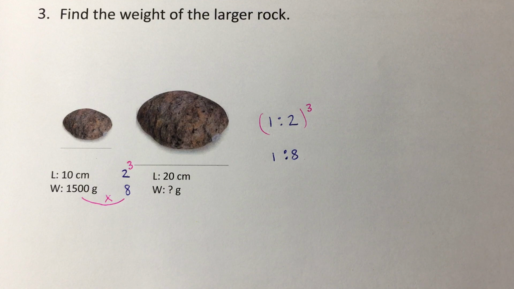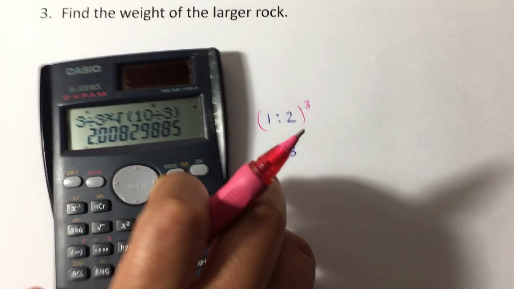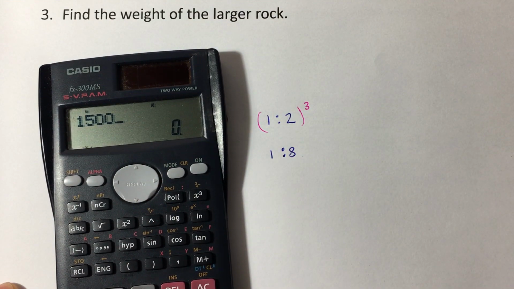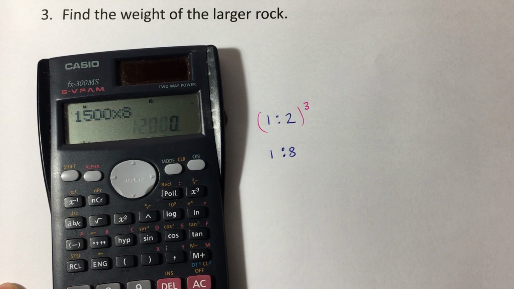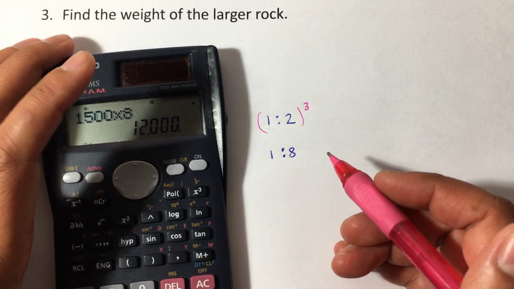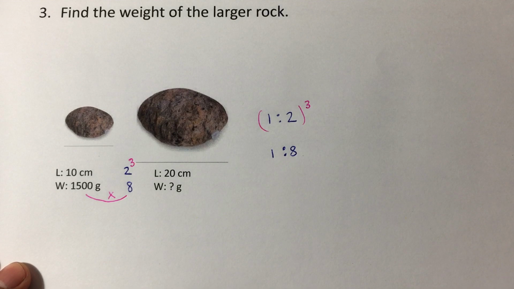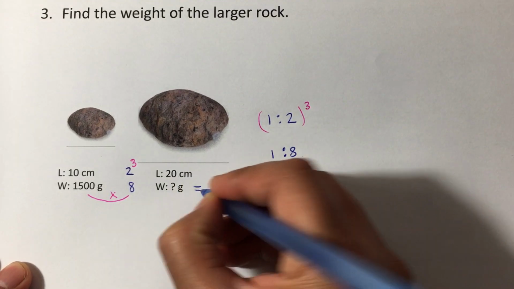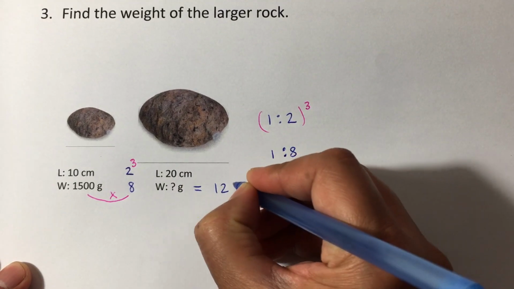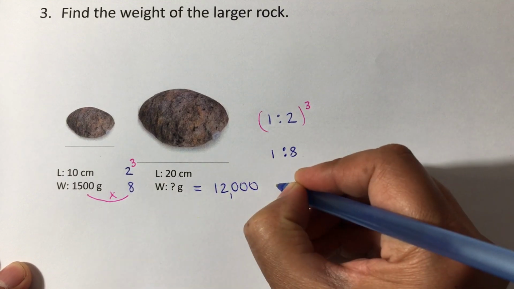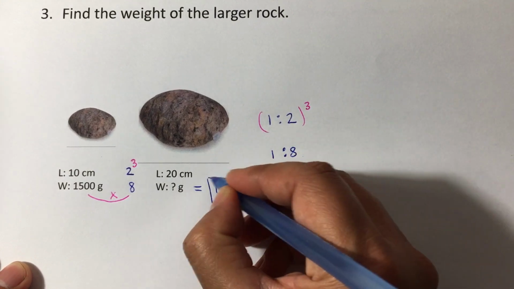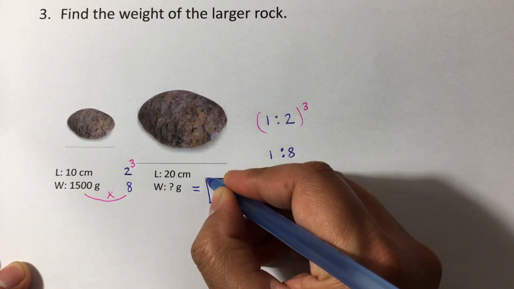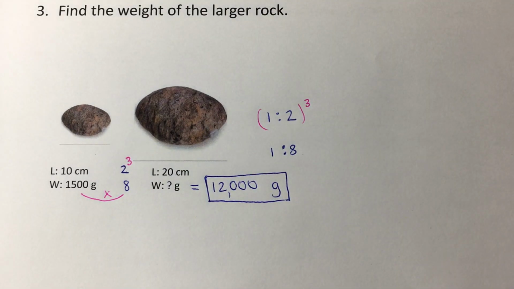1,500 grams times 8. 1,500 times 8 is 12,000. Okay, so 12,000 grams. The weight is 12,000 grams. That's how heavy that stone is or rock.